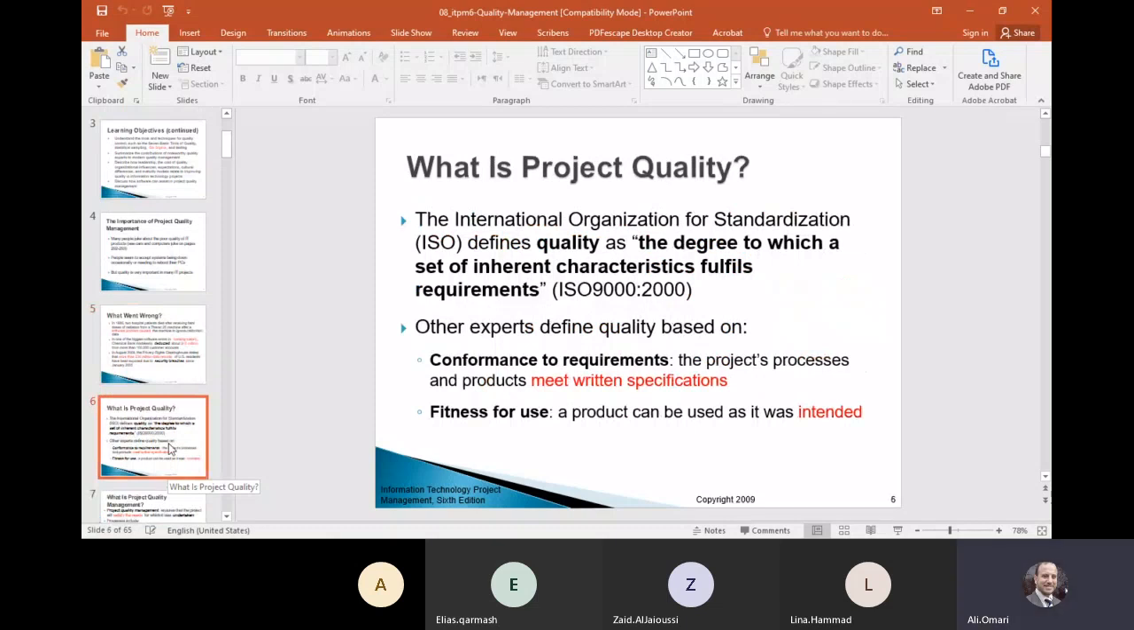And what is project quality? The ISO, International Organization for Standardization, defines quality as the degree to which a set of inherent characteristics fulfills requirements. So you have a requirement, and how much the final product adheres to this requirement will produce a good quality product. That is one definition, but I hope you got the idea.